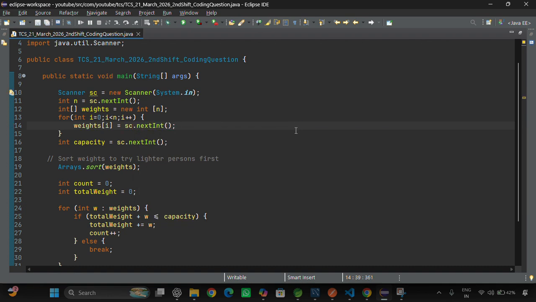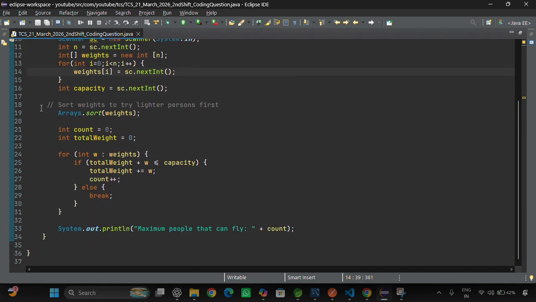Okay, I have taken the input from the user, all the weights and also the capacity. I have sorted here because sorting lets us try the lighter persons first, right? If I try the lighter persons first, I will get the maximum number of people. If I put the heavier persons first in the balloon, then the maximum number of persons that we can fit in the balloon will decrease automatically, right? So that's why we have sorted here.